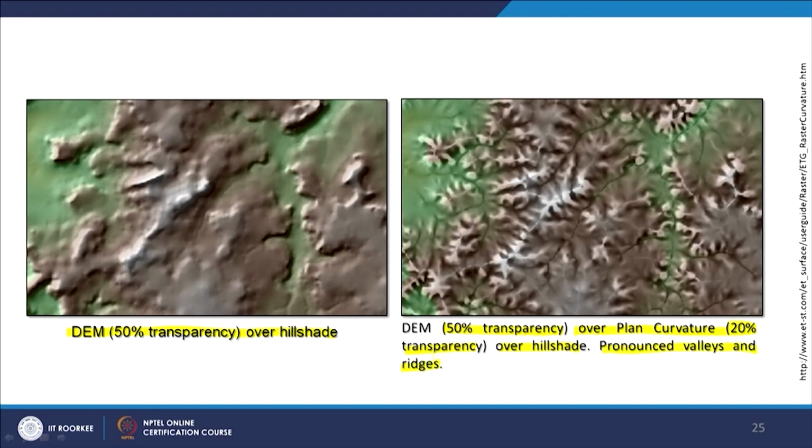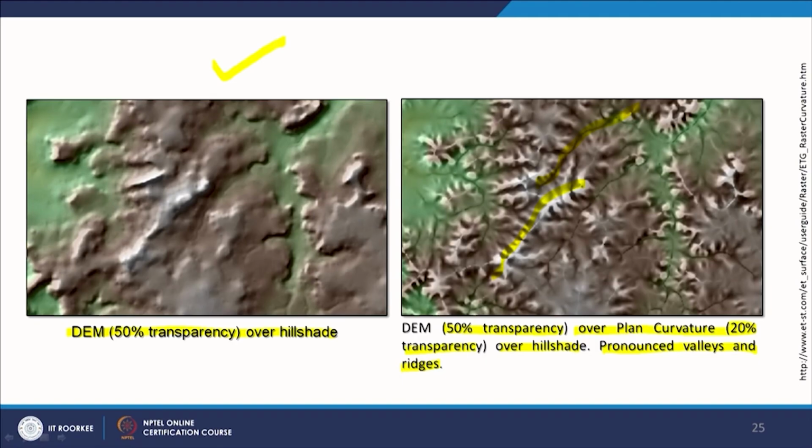Again, another example is 50% transparency over plan curvature, 20% transparency over hillshade, which also shows pronounced valleys and ridges. That means now for the same area, if I use the plan curvature, I can find out which are the ridges and which are the valleys very clearly. Just using a simple digital elevation model and hillshade, I may not be able to identify valleys and ridges as easily or as accurately as in this plan curvature map. For display purposes, we are using the same method: in the background you have the plan curvature, and on top of that you have the DEM with 50% transparency using a color palette.